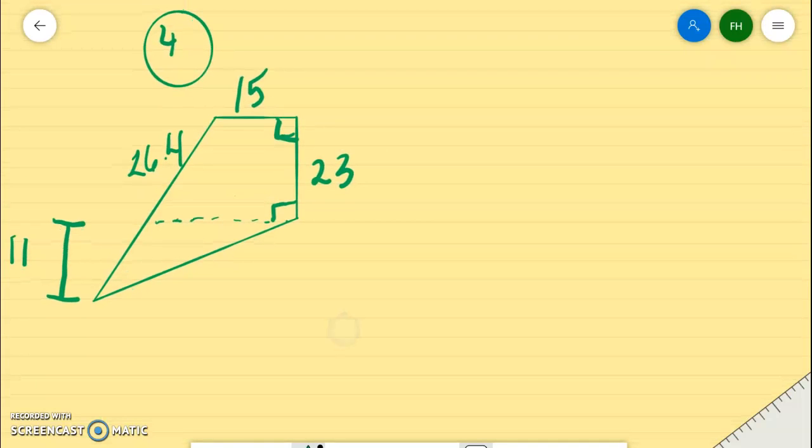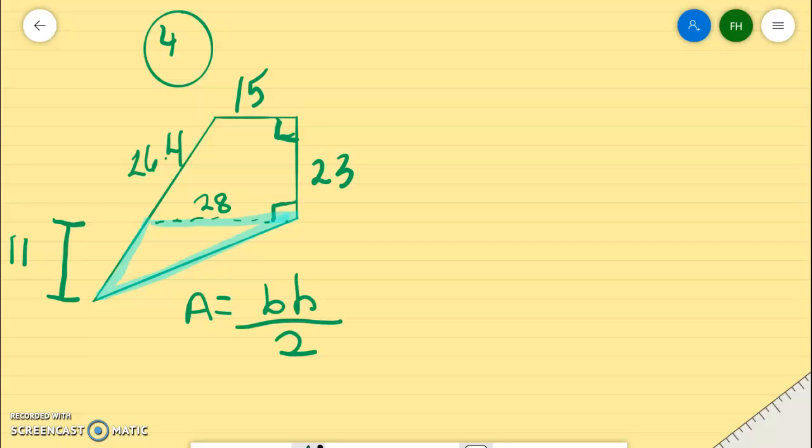Okay, for question number 4, first I would do the triangle, which is right here. And we know, I forgot to put 28 here. So for your triangle, remember it's 1/2 base times height, or base times height divided by 2. Your height is how tall it is, and your base is the bottom of it. So basically it's just those two numbers, your 11 and your 28, and then divide that by 2.